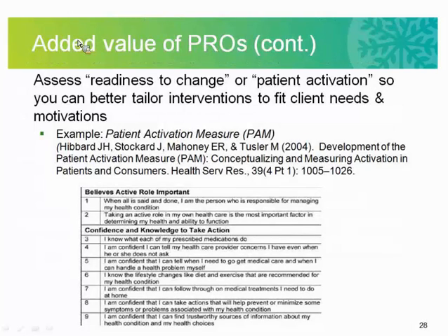Another added value of a patient-reported outcome is that it allows you to assess readiness to change, or what's called patient activation. And what you're seeing in this slide is some sample items from the Patient Activation Measure, or the PAM, which was a self-report assessment that assesses where the person is in terms of being able to manage chronic conditions in their everyday life and take care of their health.